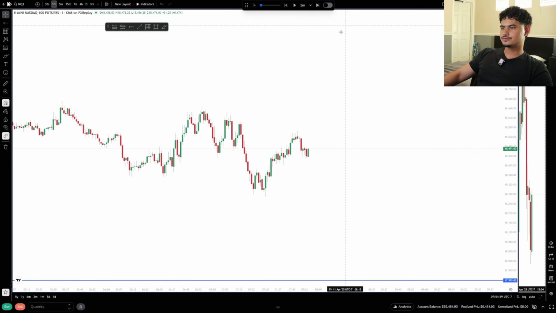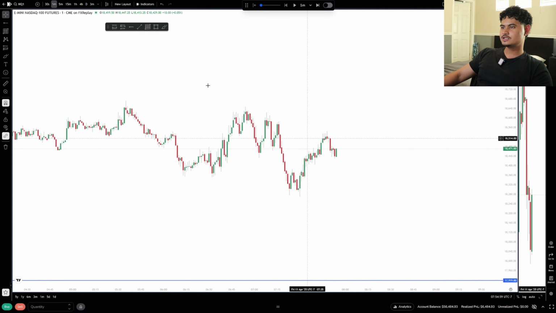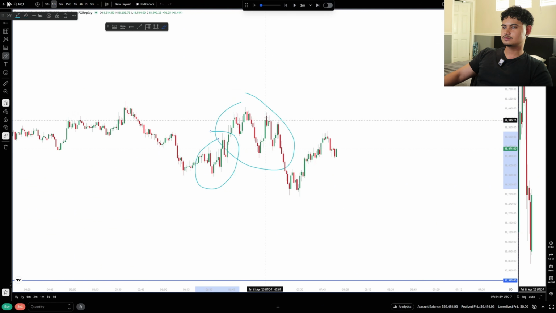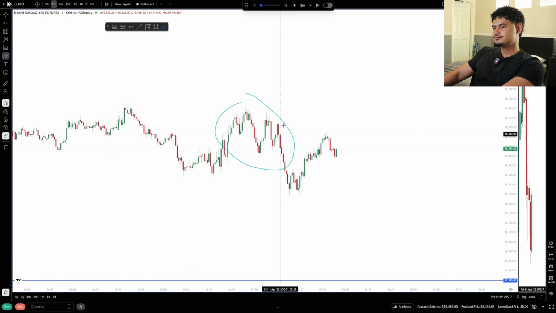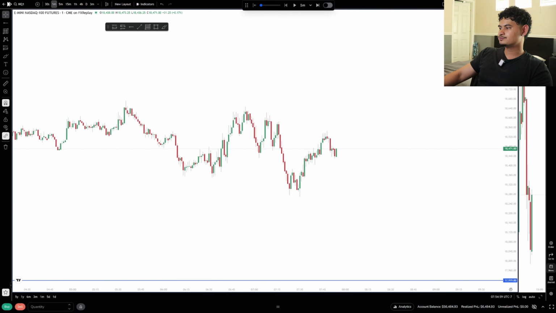And back up. So late in the session, again, just look at all this. Just poor price action. You do not want to be trading in these conditions. Do not want to be taking trades in these conditions right here. So we'll go to the next day.